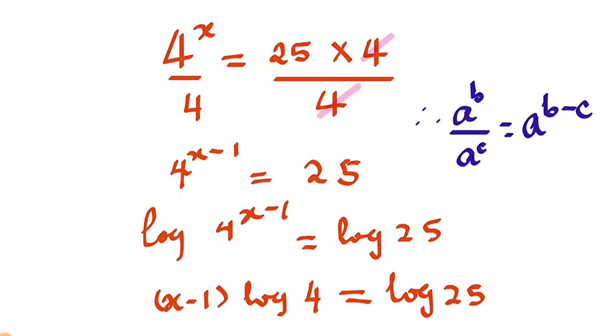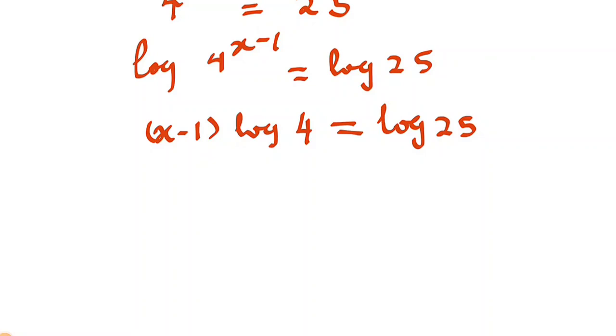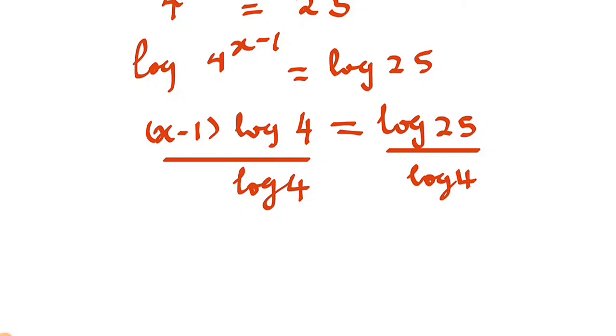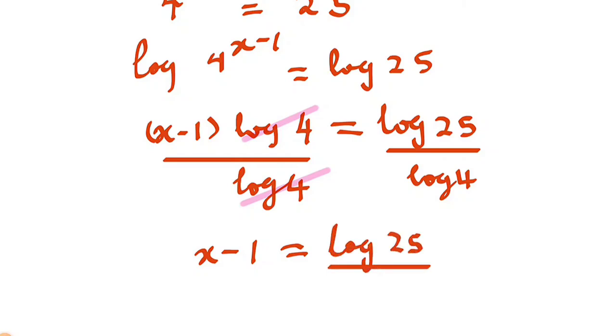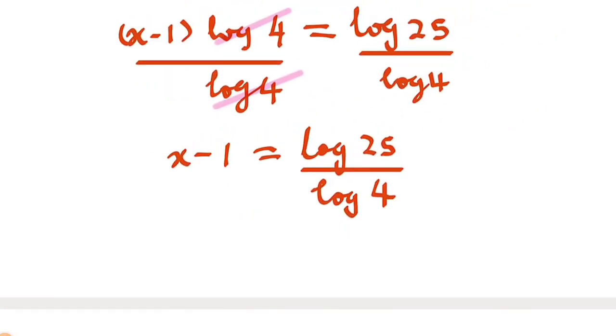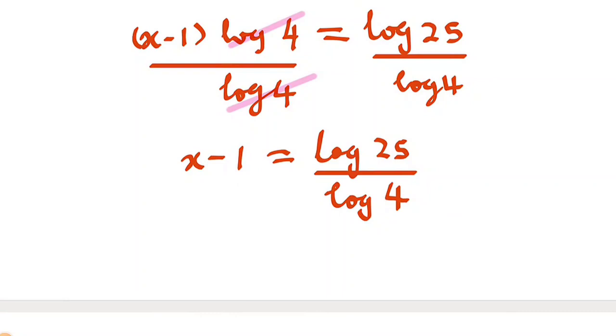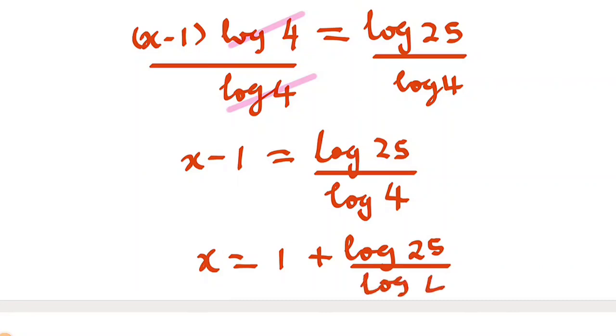So now from there, we move on. We're dividing both sides by log 4, and this cancels this. We're left with x minus 1 equals log 25 all over log 4. x will now be equal to 1 plus log 25 divided by log 4.